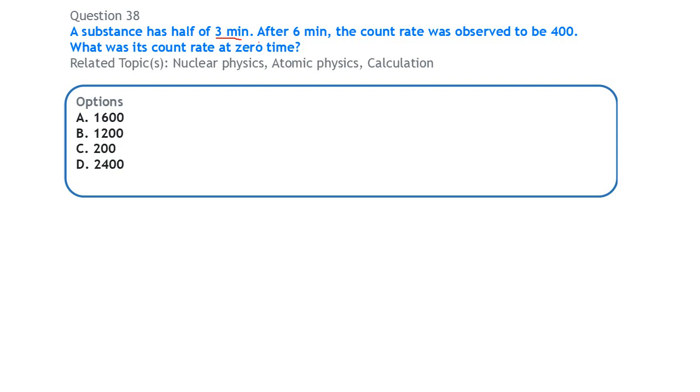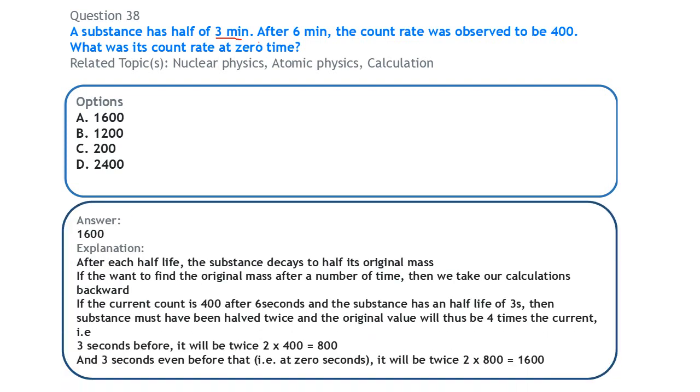What that means is that after 24 hours, that substance will decay to half of the original mass, meaning that the remaining mass of that material is going to be 500. The material that was originally 1000 will now be 500 after 24 hours. That is its half-life. Now, here they said that this substance has a half-life of 3 minutes. So the question is, after 6 minutes, the count rate is now 400. So what was its count rate at zero time? That is at the beginning.